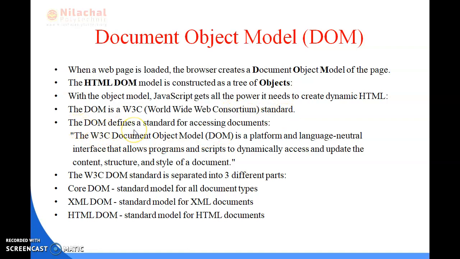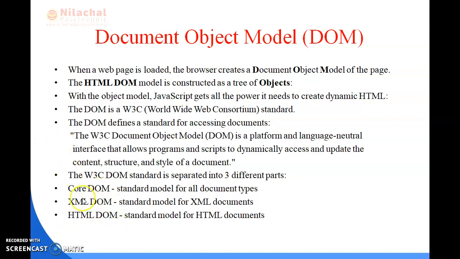The DOM defines a standard for accessing documents. The W3C document object model is a platform and language neutral interface that allows programs and scripts to dynamically access and update the content, structure and style of a document. The W3C DOM standard is separated into 3 different parts: core DOM, XML DOM and HTML DOM.